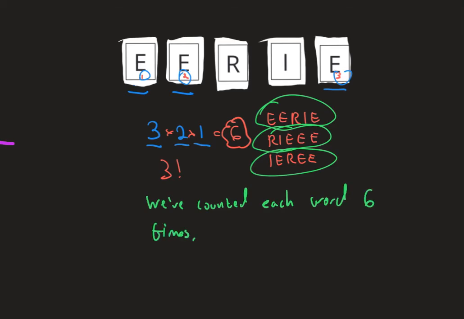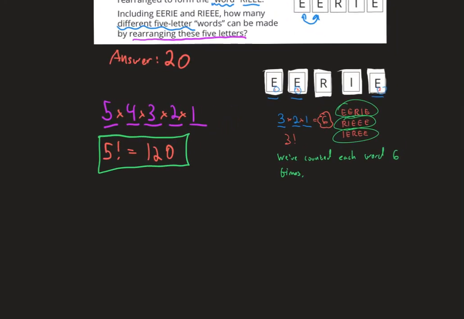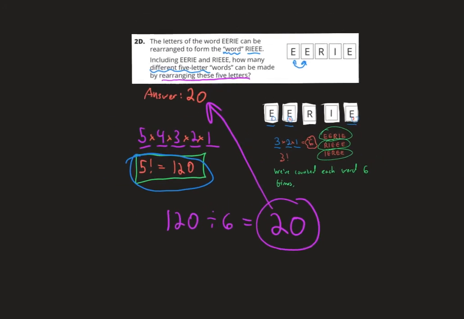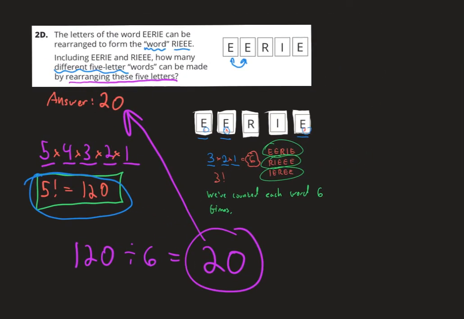So when we did our 120 calculation over here, we actually not double, triple, quadruple, quintuple, we sextuple counted our words. So we have to divide 120 by 6, and we get, of course, 20, our answer. Okay, so that is how I approached this one.